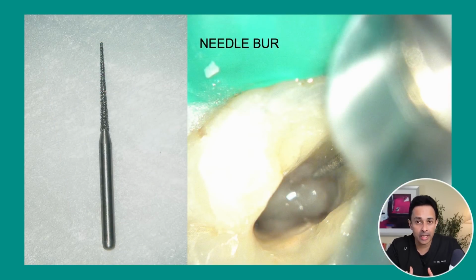The second tool which I use a lot is something called a needle burr, or the kind of burr that you use to break contacts when you're doing a crown prep, for example. I prefer this to ultrasonics because, A, it's very cheap, and it's very efficient. Ultrasonics are expensive, and they take a little more time.